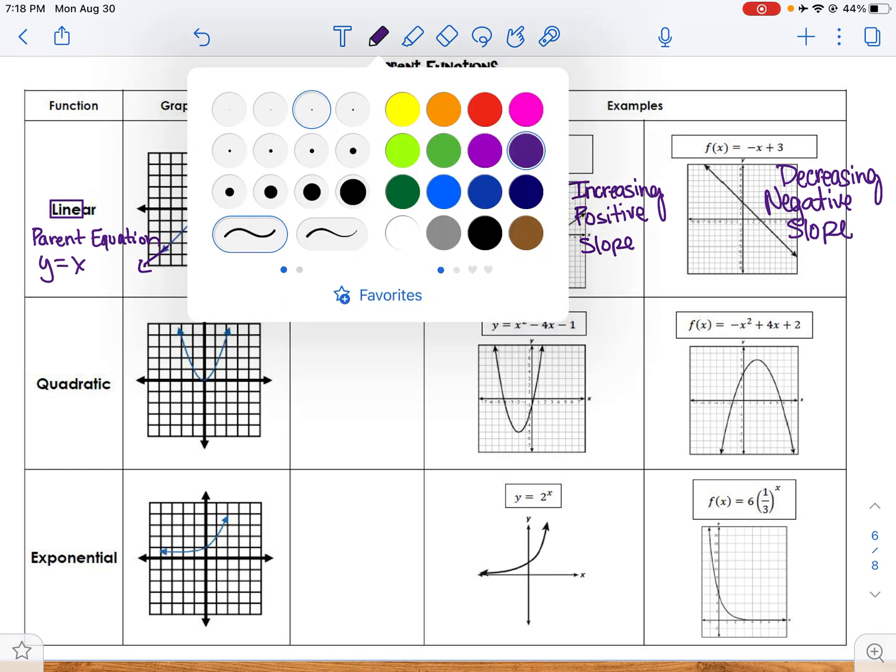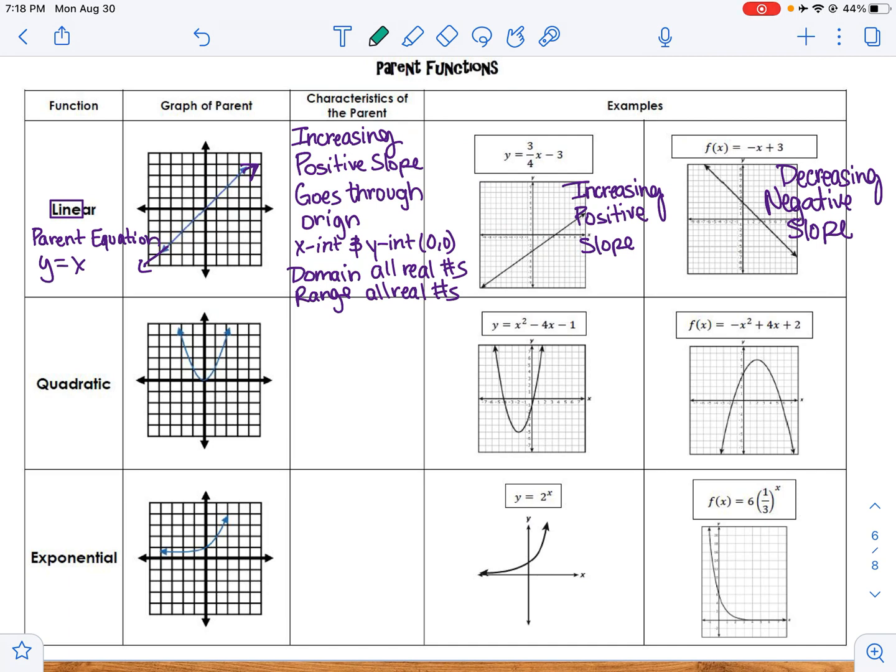Okay, our next parent function we're going to talk about is the quadratic parent function. The parent equation is y equals x squared. So a few things about the parent function graph is that it is opening up, which means it has a minimum point.